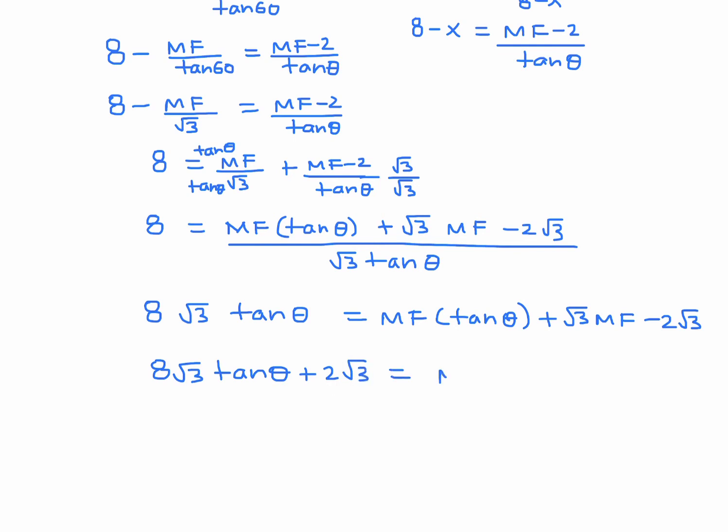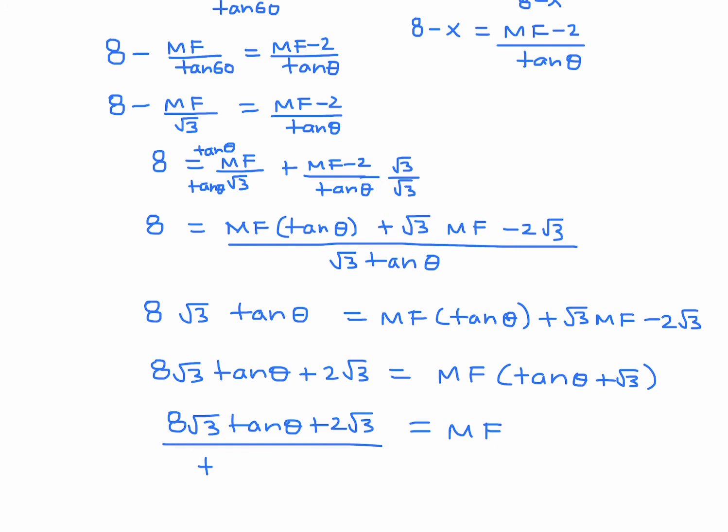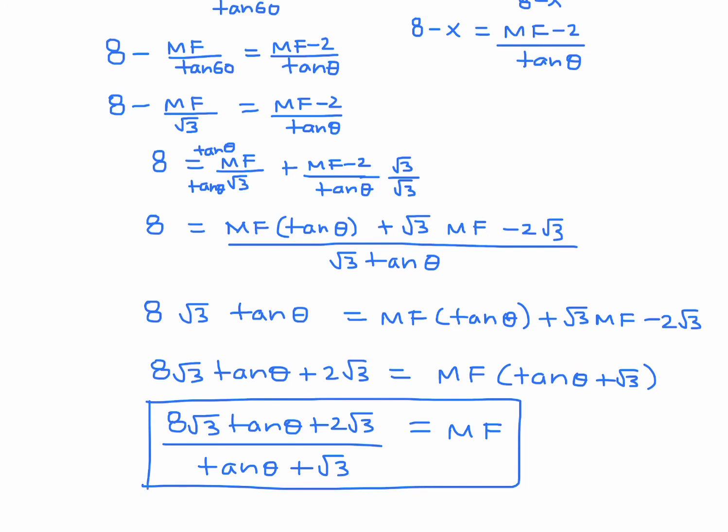And then on this side, I'm going to factor out the MF. So I've got tan theta plus root 3. And then I think that's it. I can isolate for MF finally. 8 root 3 tan theta plus 2 root 3 all over tan theta plus root 3. So not pretty, but it does give us what we want, which is MF in terms of theta.